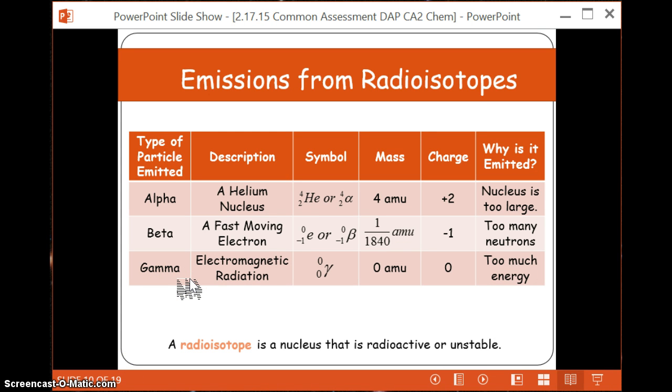Gamma is the easiest to write decay equations for because it has no charge, no mass, so it doesn't really affect anything. It's just pure energy being released. So alpha, big and slow, helium nucleus. Beta, very small and fast, but not like tiny. Sorry, is tiny, but not like nothing. And then gamma radiation, just energy, has no mass, has no charge.